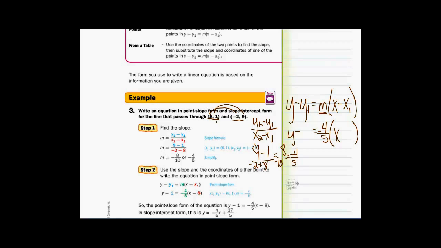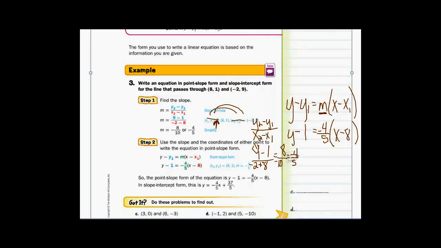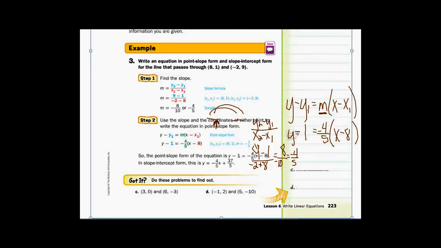So y minus y1, so I could just pick that: y minus 1 equals negative 4/5 x minus 8. That is the answer to that. So I had to figure out the slope first, and then do it. Okay? So I want you to try C and D. Pause it and try C and D, and I'll be back with the answers to those.